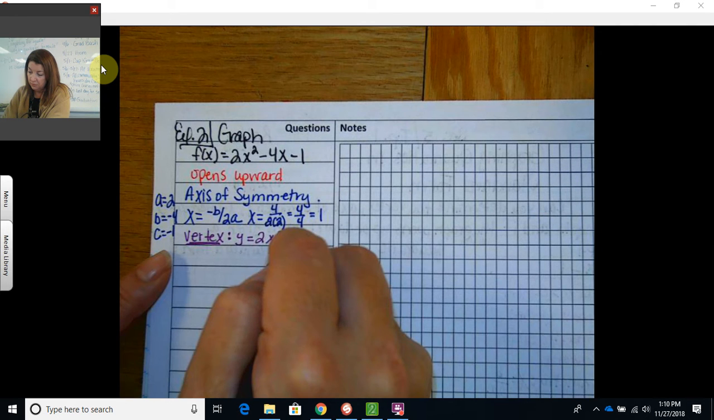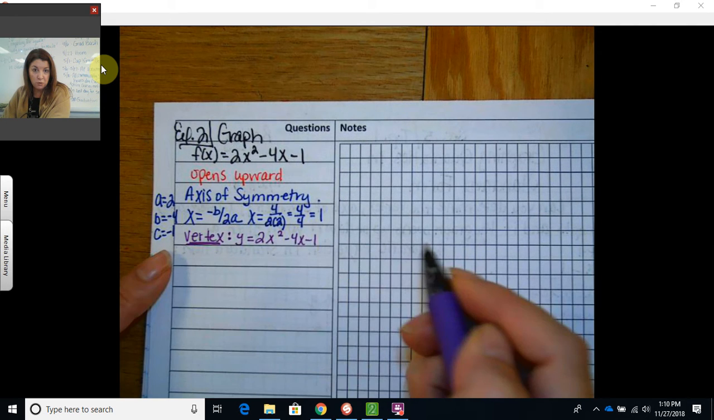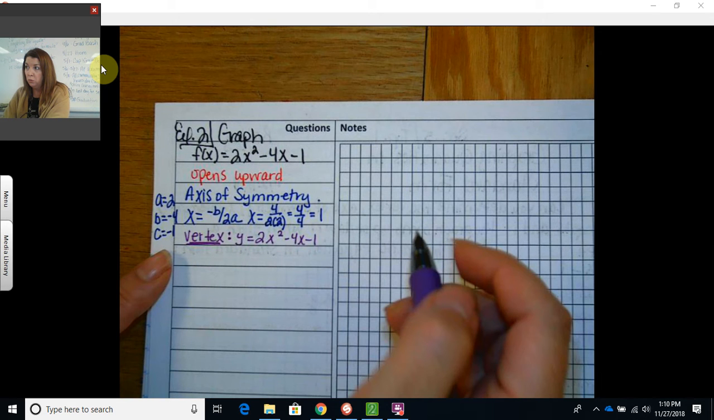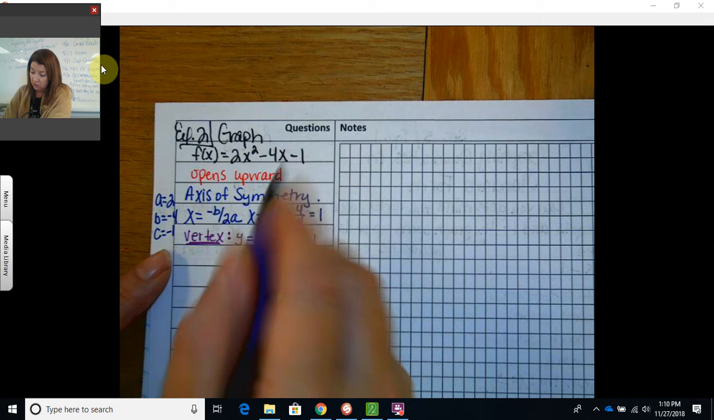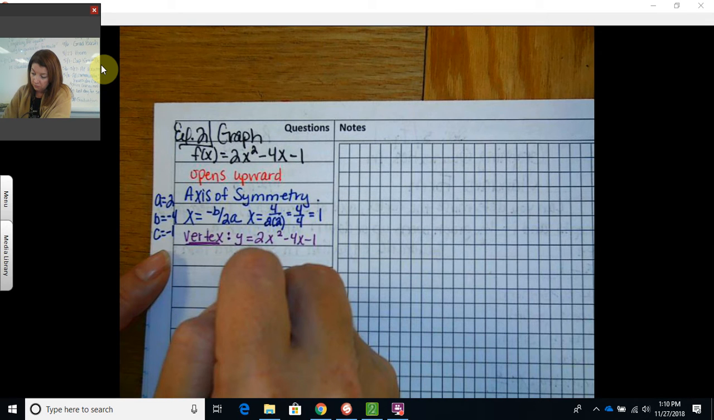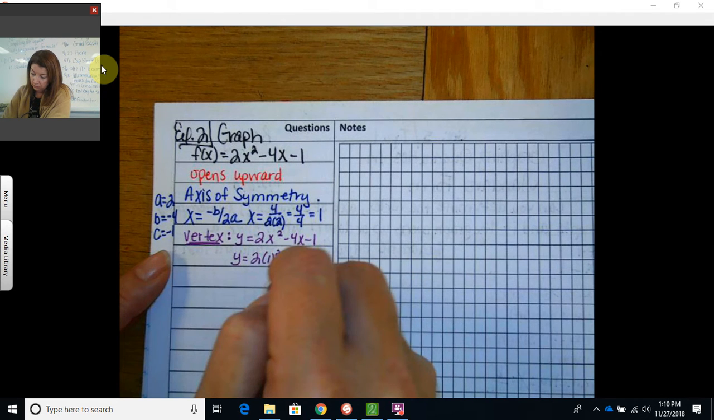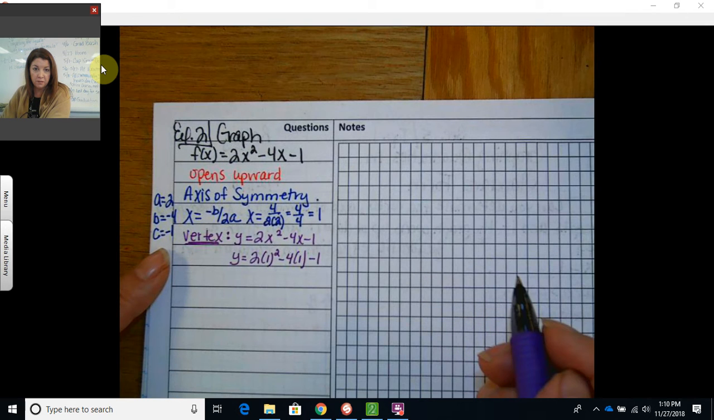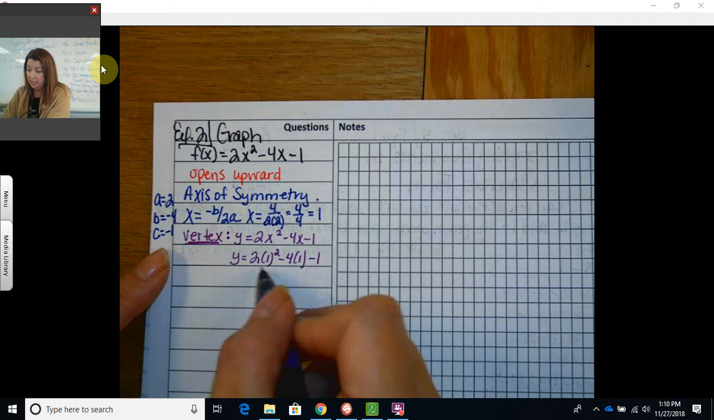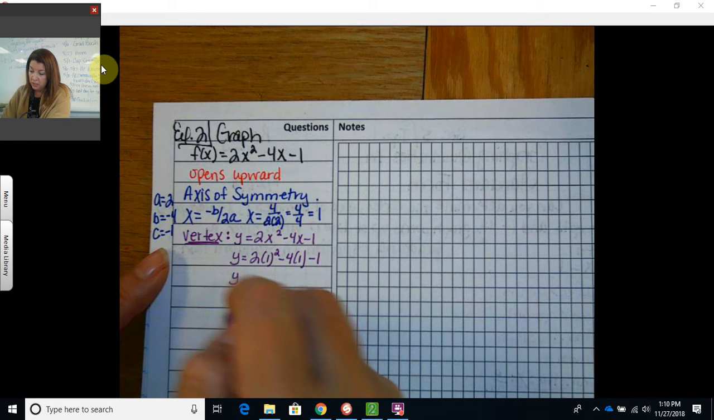And I want to know a certain ordered pair. I want to know when x is 1, what is y? So wherever I see an x, I'll substitute in a 1 and solve for y. Be real careful on the order of operations, exponents come before multiplication. So what is 1 squared? 1.